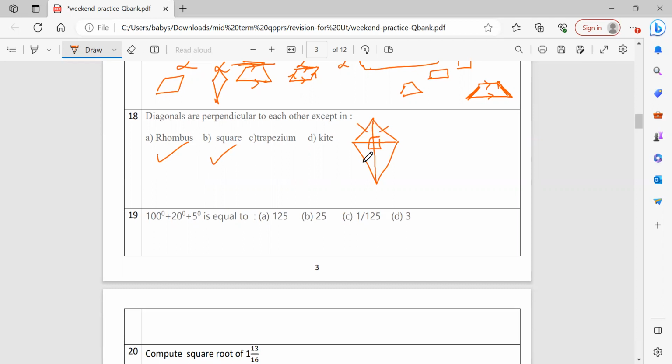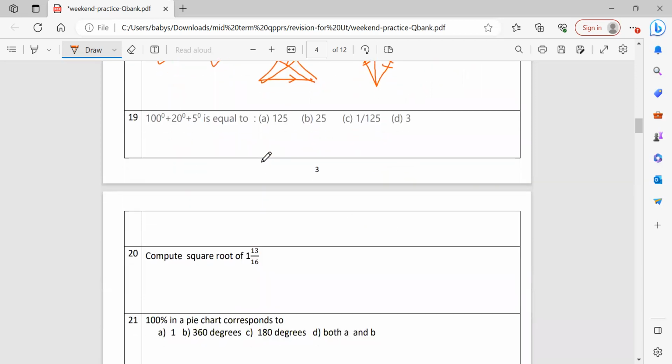You have this, isn't it? These two sides are equal and these two sides are equal. So diagonals are perpendicular except in trapezium. In trapezium, diagonals are not perpendicular. It will be like this. Only one pair of sides are parallel and you will have two diagonals. And they will not be perpendicular.